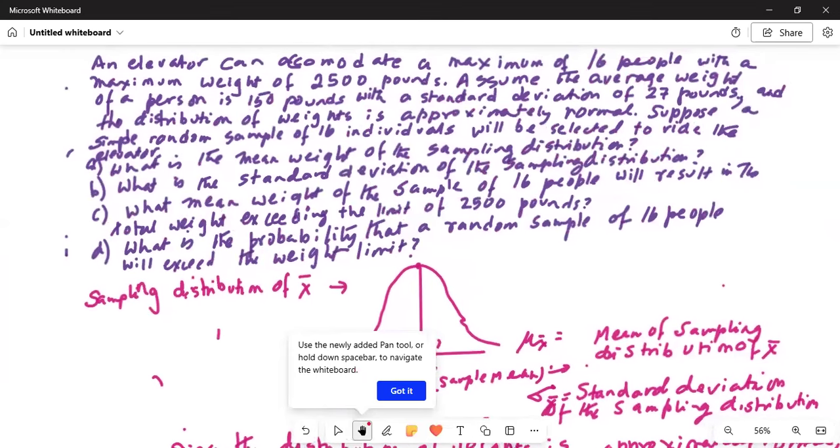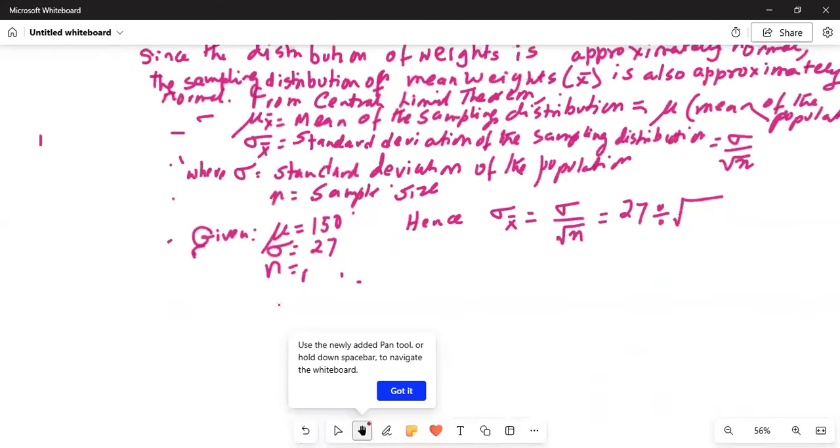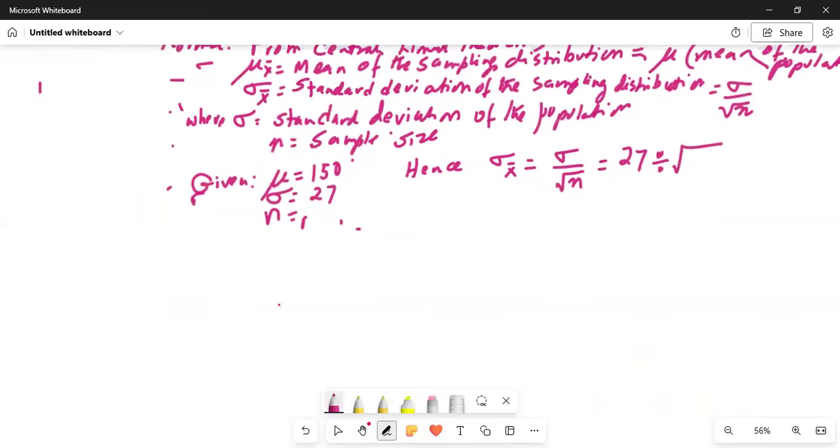Suppose a simple random sample of 16 individuals. So n is 16, given to us. So sigma x bar will be 27 divided by square root of 16, which is 27 divided by 4.